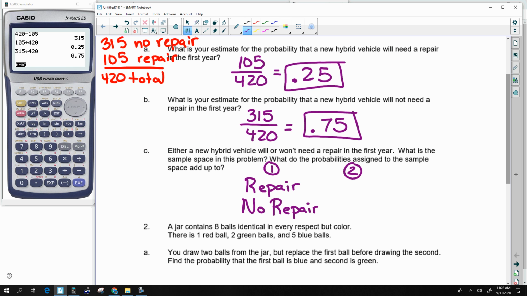Second part to the question, what do the probabilities assigned to that sample space add up to? The vehicles that needed repair and vehicles that needed no repair, what do they add up to? They add up to 1. So there are two parts to that question. What is the sample space? And what do the probabilities of that sample space add to?